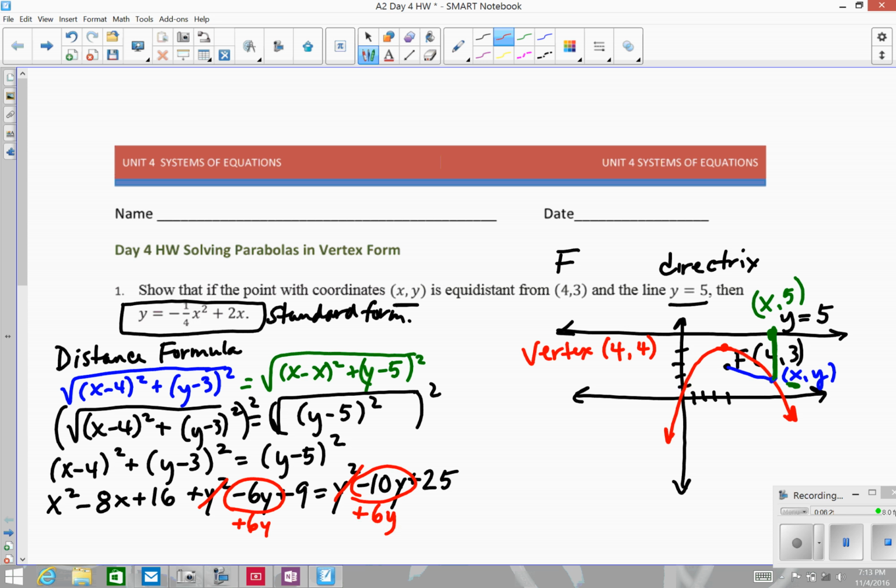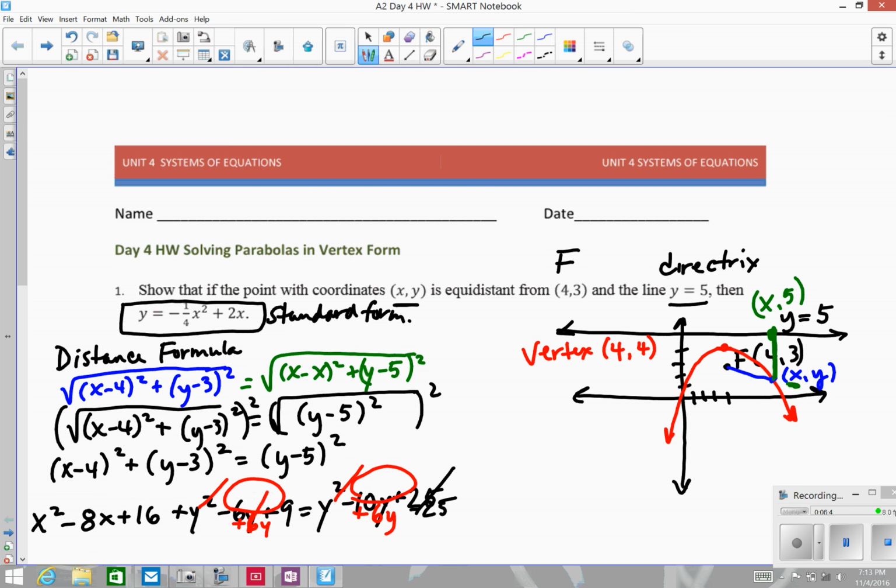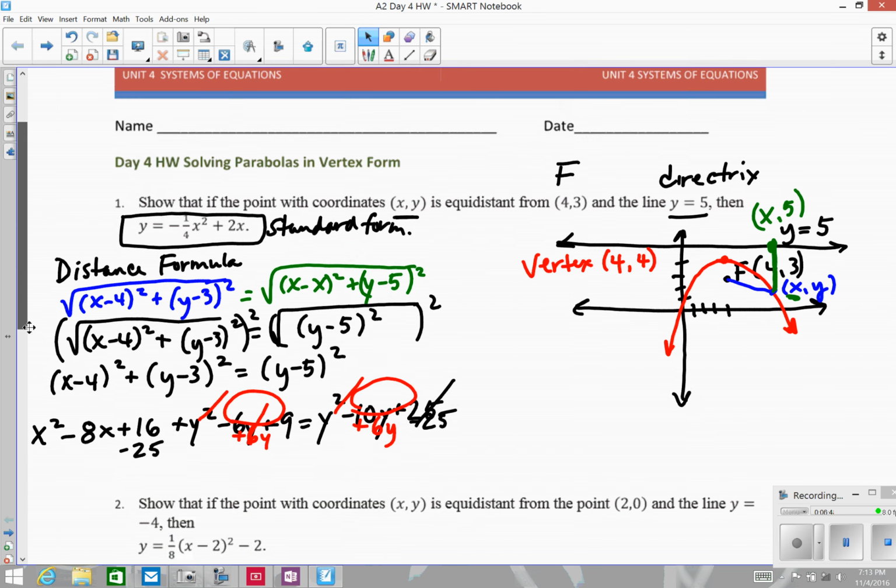And then since I just want y's on one side, it looks like I'm going to have them only on the right side. I'm going to go ahead and subtract 25 from both sides. So minus 25 cancels that, and I'm going to do a minus 25 on this side. Let's scroll down, give ourselves some space.